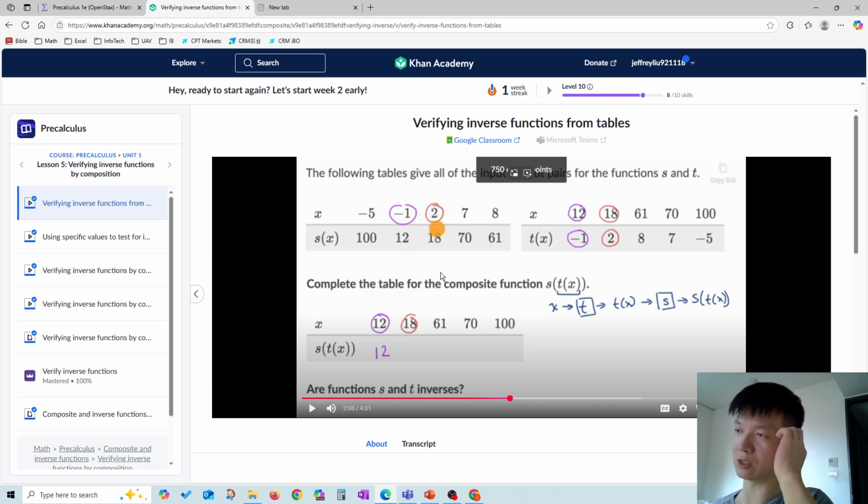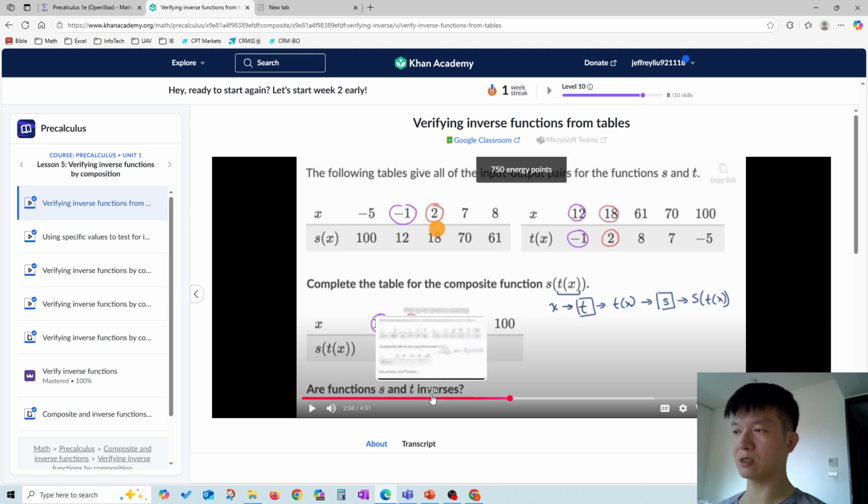So okay, interesting. So let's try another one. The question presented here is, are functions s and t inverses? So s representing the s of x, t representing the t of x right here. So are these functions inverses? We kind of get a clue here, -12, -1, -1, 12. But we're going to go on to 18, alright? So 18, that's the next plug-in.